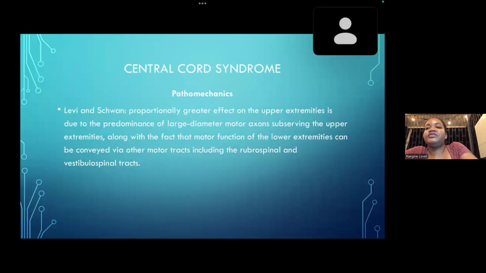This is just a short bit on the pathomechanics of central cord syndrome. There's a greater effect on the upper extremities due to the predominance of large diameter motor axons subserving the upper extremities, along with the fact that motor function of the lower extremities can be conveyed via other motor tracts, including the rubrospinal and vestibulospinal tracts.